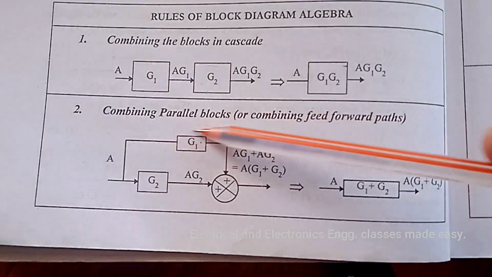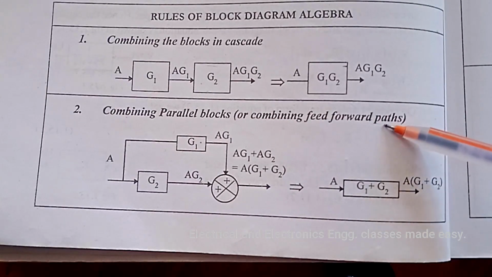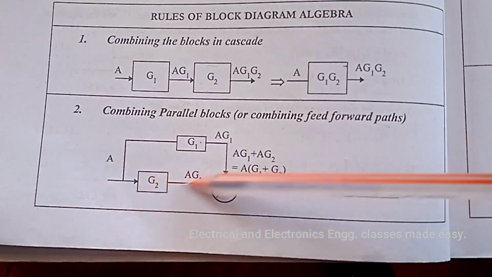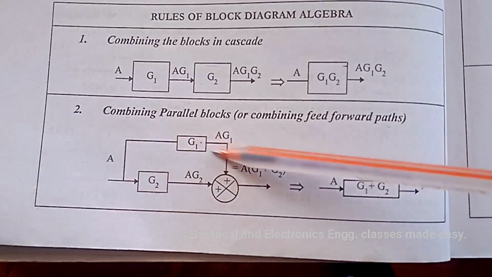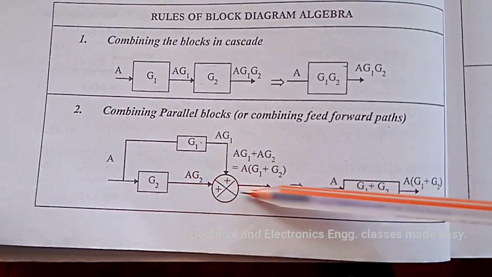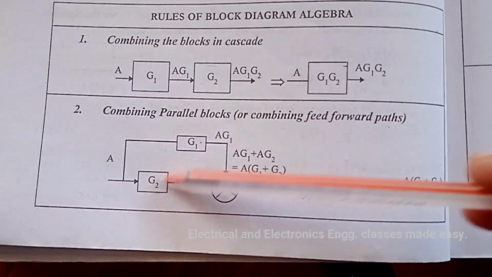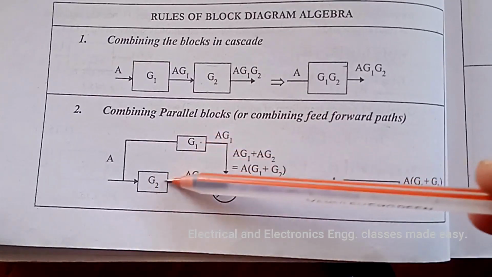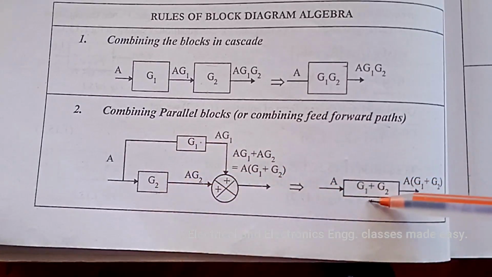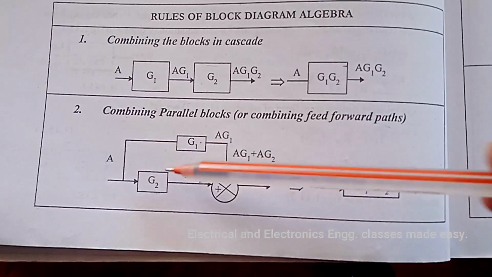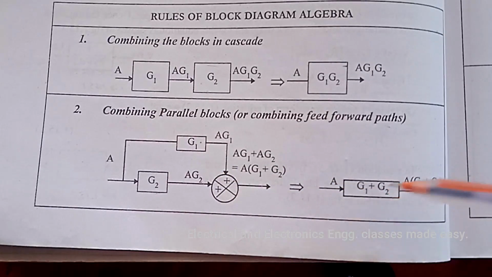Second one is combining parallel blocks or combining feed forward paths. If the blocks are like this, that is in parallel form, then we can combine these two blocks by adding the transfer functions of these two blocks, that is G1 plus G2.